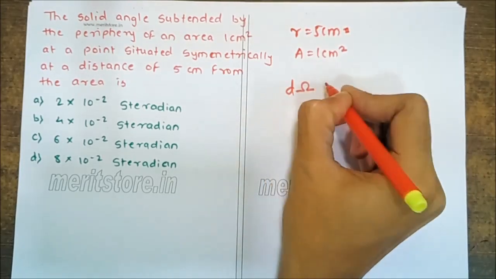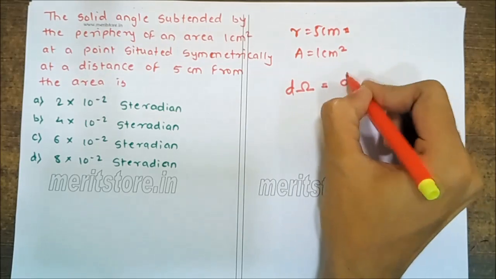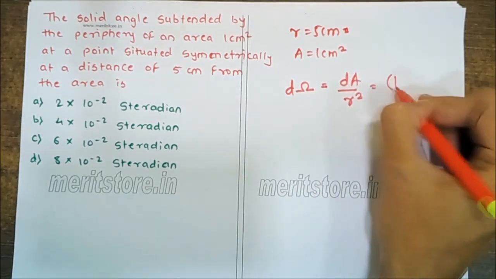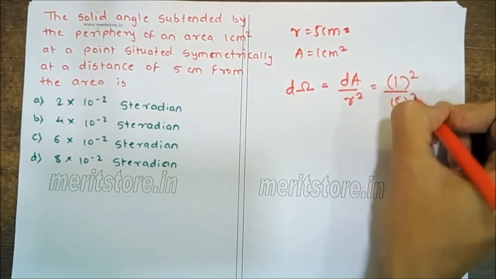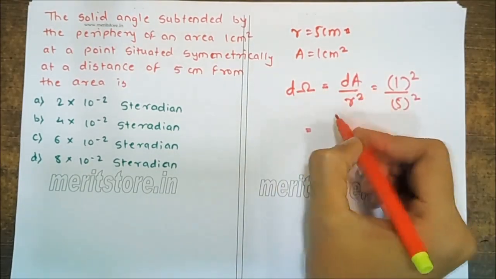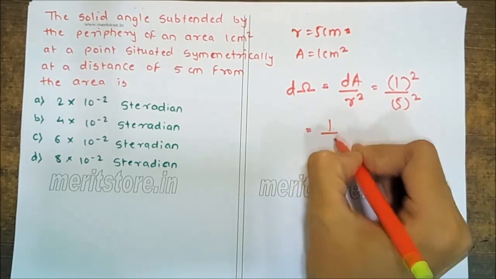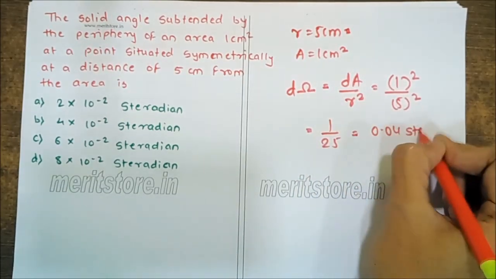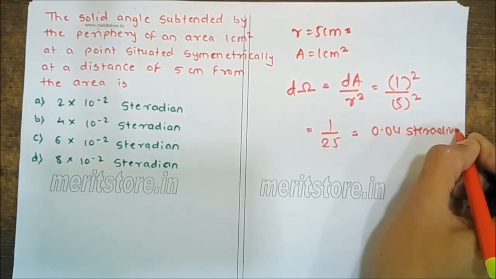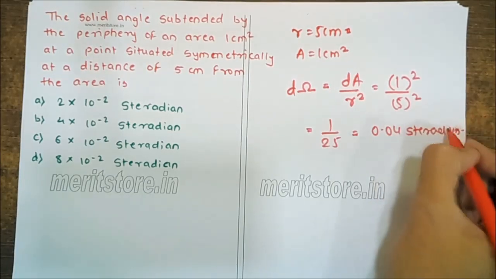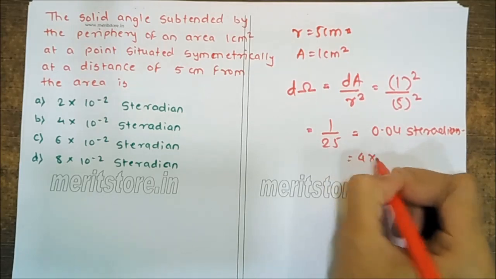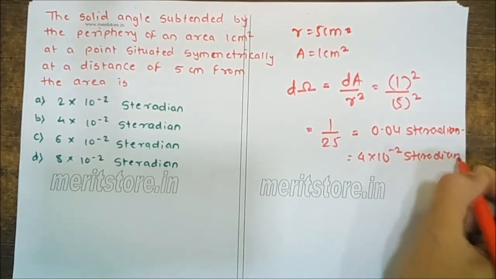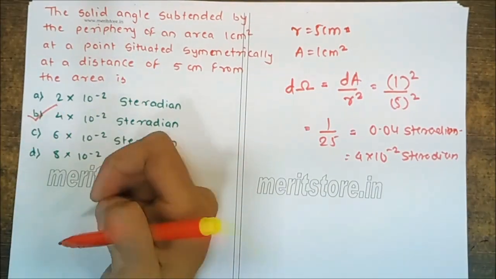So the solid angle d omega will be the area upon the radius square. That is area 1 centimeter square upon 5 square, that will be nothing but 1 by 25. That will be equal to 0.04, and that will be 4 into 10 to the power minus 2 steradians.